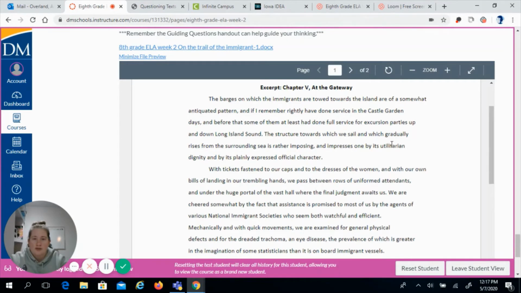The structure towards which we sail, which gradually rises from the surrounding sea, is rather imposing and impresses one by its utilitarian dignity and by its plainly expressed official character. Utilitarian dignity is usefulness or practicality. It's impressive because it's a big structure. If you've ever walked up to a serious building in downtown Des Moines or in Chicago, you can tell which buildings are more important because they usually have architectural features that let you know this is a courthouse or this is where the mayor is.